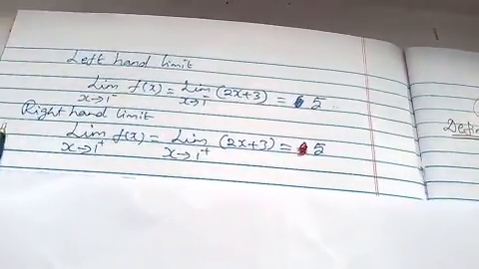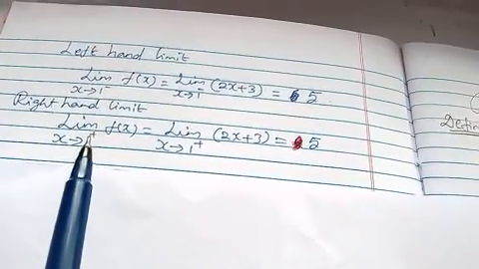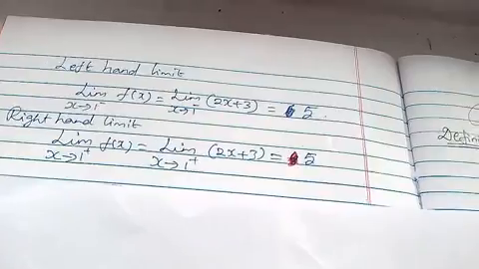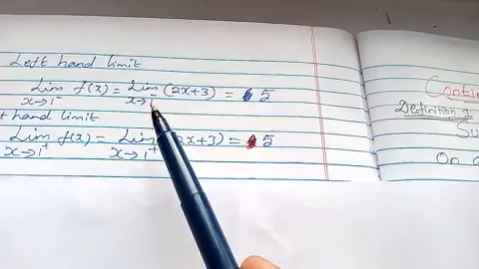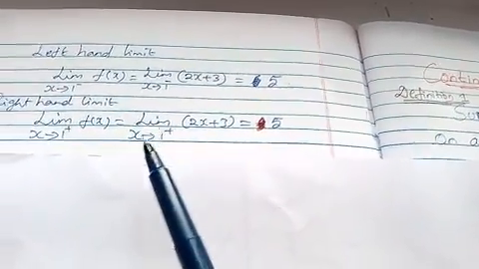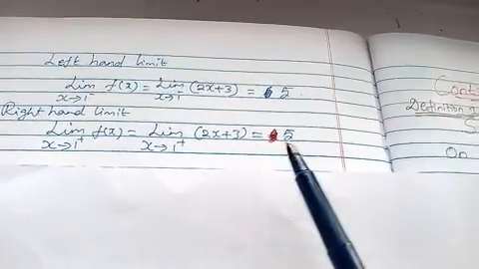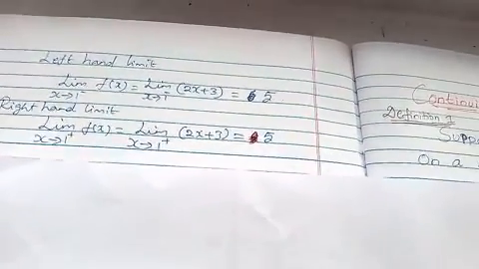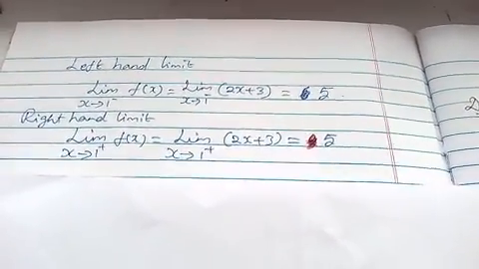I have written 5 directly. The same way, the right hand limit, x tends to 1 plus. 1 plus means more than 1, just more than 1. Here it is just less than 1, here just more than 1. Right hand limit, x tends to 1, 2x plus 3 is equal to 5. How did I get 5 directly? You may have confusion, you might have forgotten what you studied in grade 11.